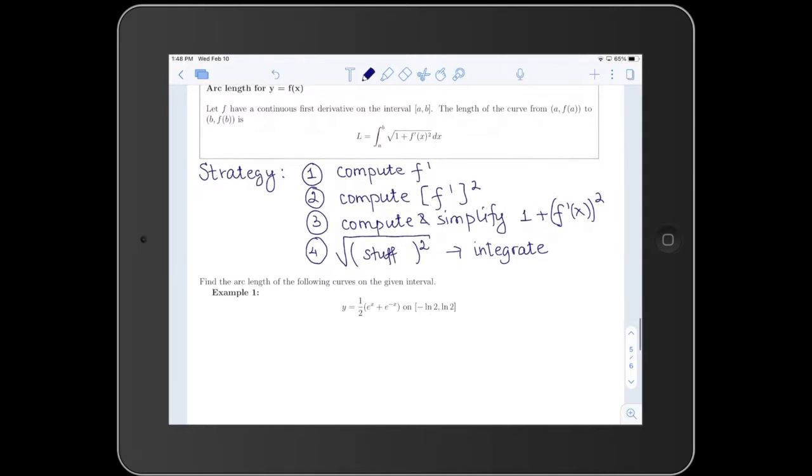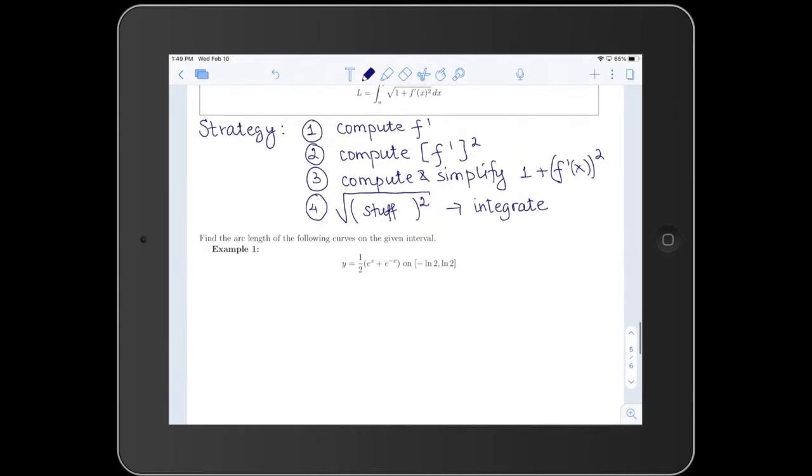We'll do 3 problems. They all say find the arc length of the following curves on the given interval. So I have this exponential function here on the interval from negative natural log of 2 to natural log of 2. And we can sketch it if you would like to see, we'll get this curve, and we want to know how long that curve is. So I'm just going to follow my steps. Step number 1, compute y prime.